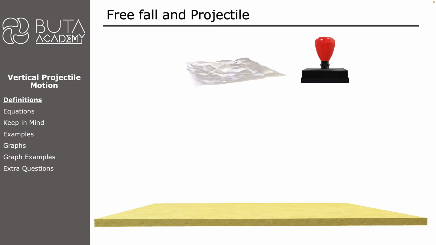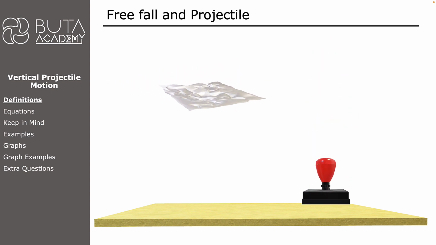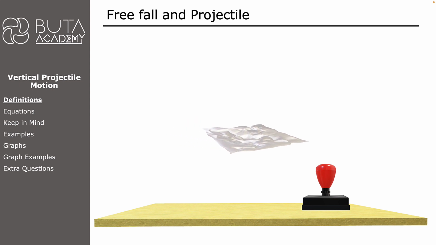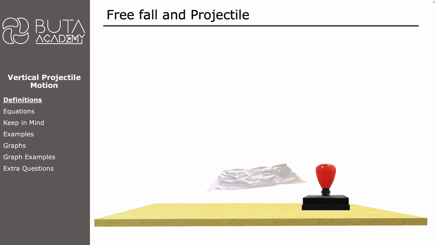Imagine two objects at the same height from the ground level. One of these objects is a piece of paper and the other one is a stamp. In case both are released at the same time, the stamp will fall to the ground much faster than the piece of paper. We can assume that the stamp falls faster because it is much heavier than the piece of paper.